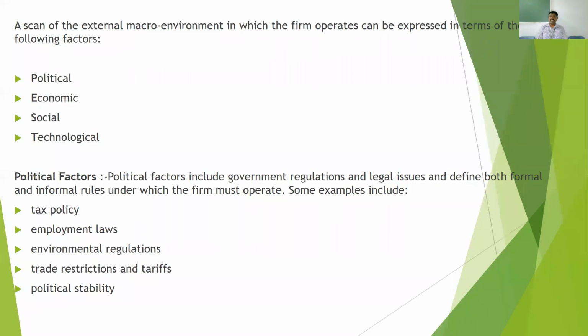The political factors include the government regulations and legal issues and define both formal and informal rules under which the firm must operate. Some examples include tax policy, employment laws, environmental regulations, trade restrictions and tariffs, and political stability. They are called political factors. So political factors include the government rules and regulations, which create both formal as well as informal rules under which any company must operate.